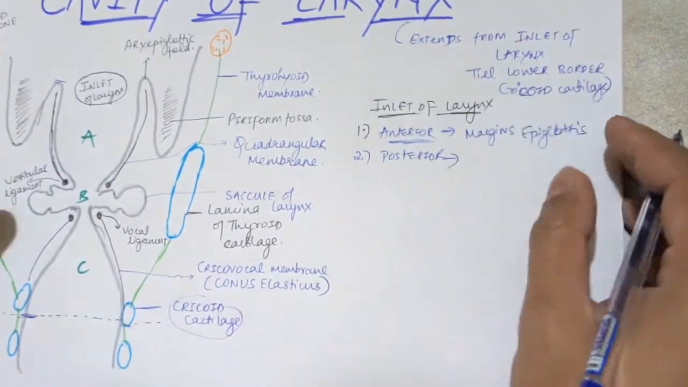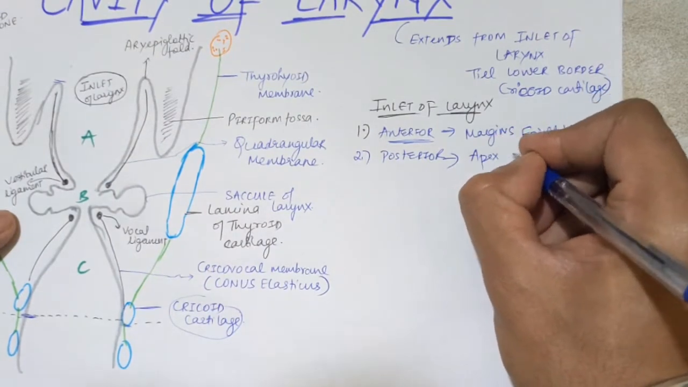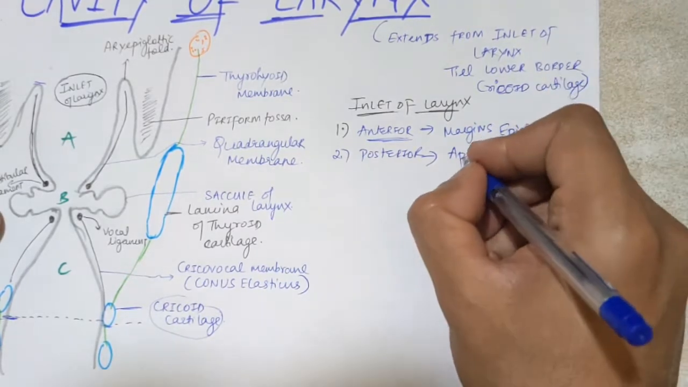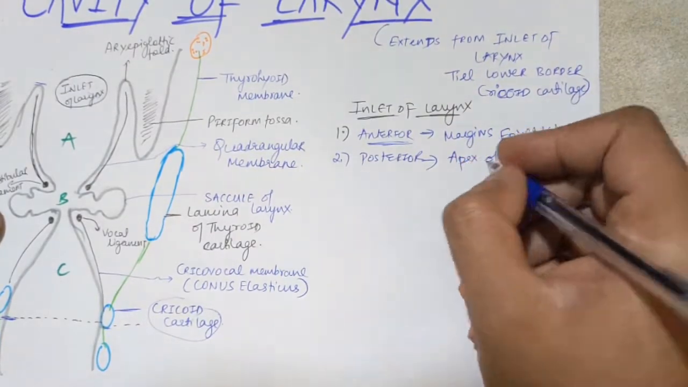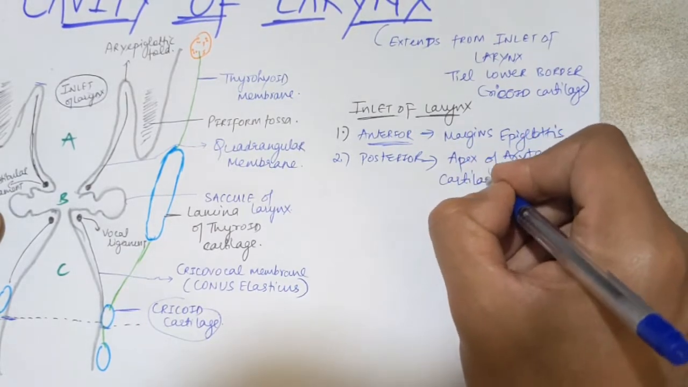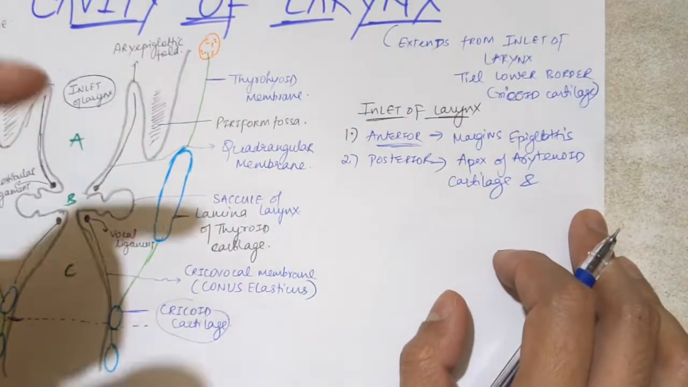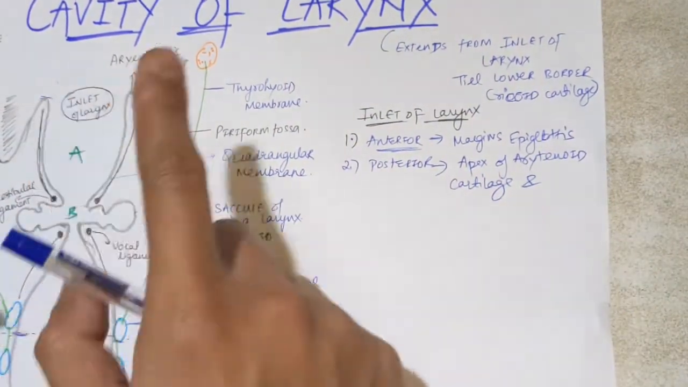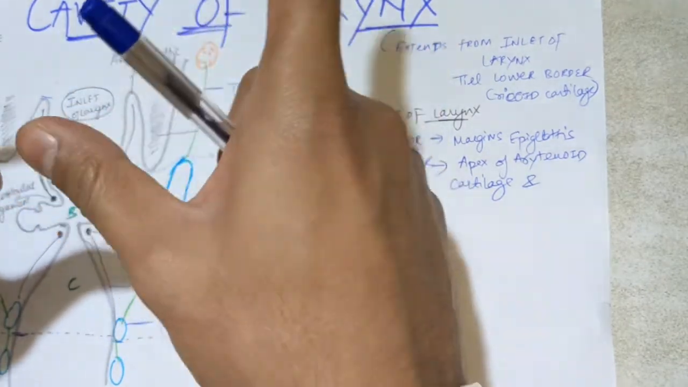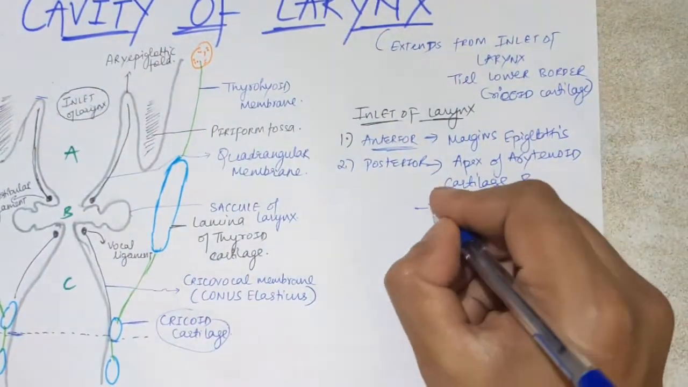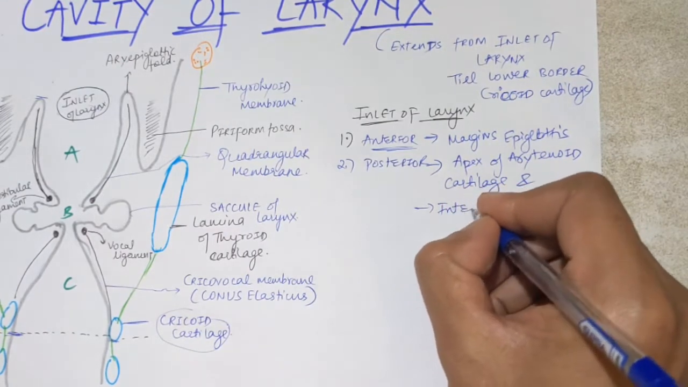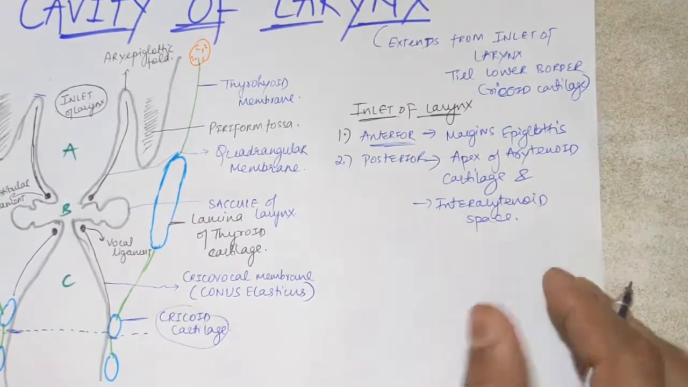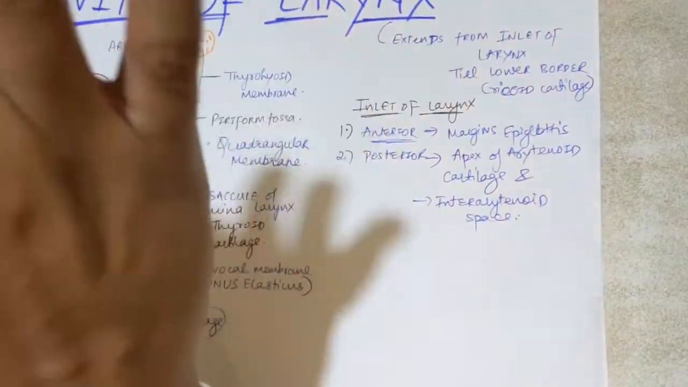Posteriorly there will be the apex of your arytenoid cartilage. These cartilages we will discuss in our next video on the cartilages of larynx. And between the two arytenoid cartilages there is the inter-arytenoid space, like a gap between these two cartilages. So this will be present posteriorly, at the back side of your inlet of larynx.